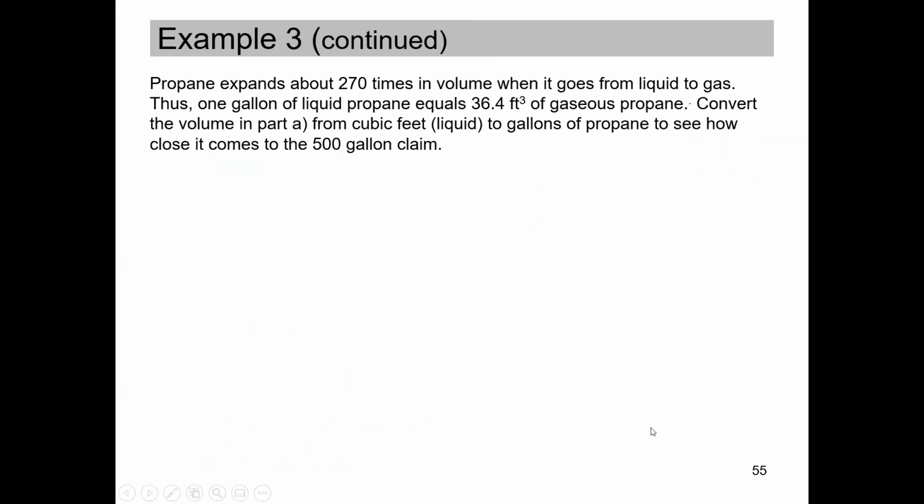So this says propane expands about 200. Oh, you thought this was my bad. All right, propane expands about 270 times in volume when it goes from liquid to a gas. So 1 gallon of liquid propane equals 36.4 cubic feet of gaseous propane. So it looks like we have a conversion there. Let's convert the volume in part A from cubic feet, and that is liquid, that's what we found, to gallons of propane to see how close it comes to the amount of gas. I'll say gallons of gaseous propane, let's say.